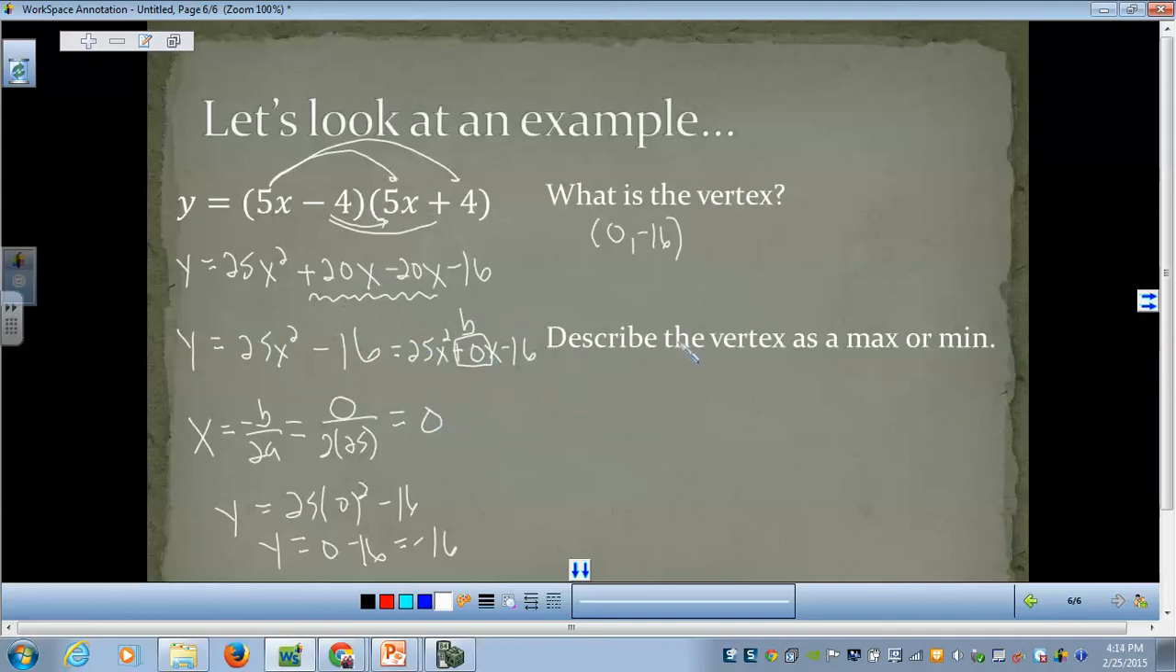Now once you do get that, we're going to go back. Oh, a is a positive 25. Let me try that again. All right, let's try it again. Here we go. a is 25, which is greater than 0, so we know it opens up. So we know the minimum value is -16 at x equals 0.